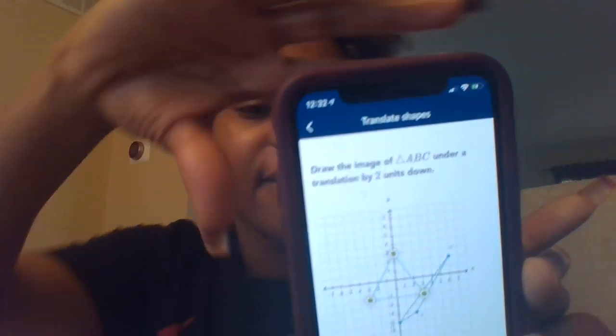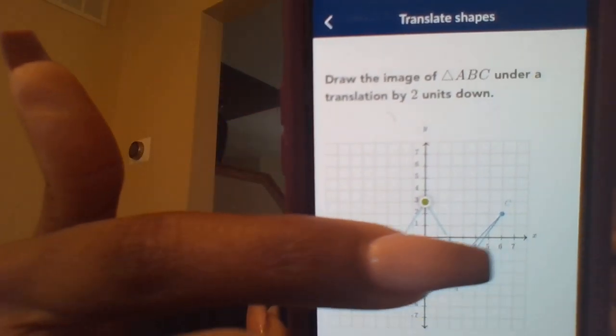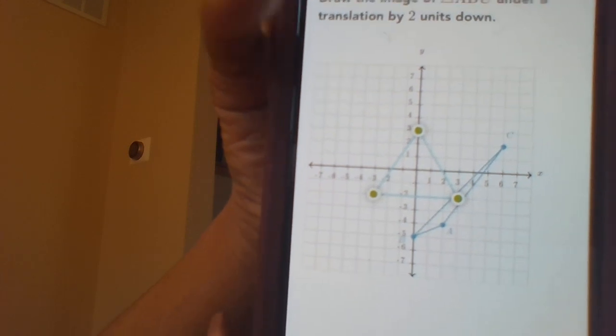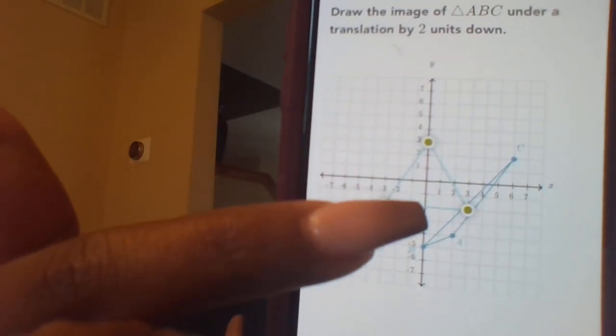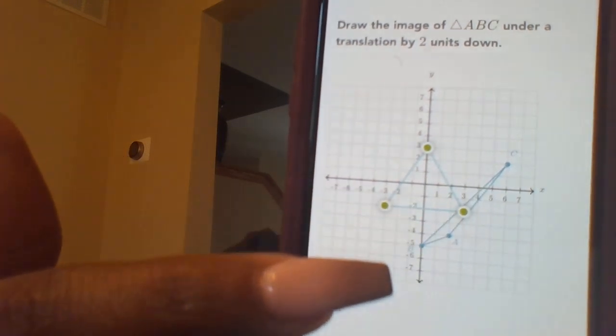We're now going to look at some of the Khan Academy problems. In this first Khan Academy problem, it says draw the image of triangle ABC under a translation of 2 units down. So they actually just give us the translation in words. So we're going to take each of these original points and move it down 2. So I'll show you what it should look like and then show you my final answer after I actually do it. So C is going to be here, down 2.